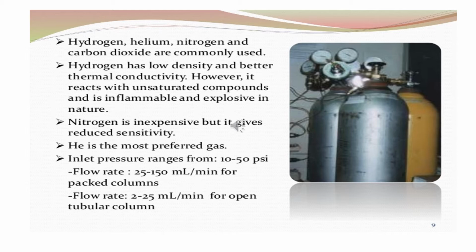Hydrogen, helium, nitrogen and carbon dioxide are commonly used. Hydrogen has low density and better thermal conductivity. However, it reacts with unsaturated compounds and is inflammable and explosive in nature. Nitrogen is inexpensive but it gives reduced sensitivity. Helium is the most preferred gas. Inlet pressure ranges from 10 to 50 psi, that is flow rate 25 to 150 ml per minute for packed column and flow rate 2 to 25 ml per minute for open tubular column.